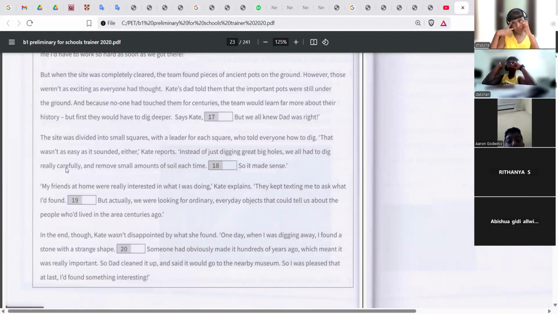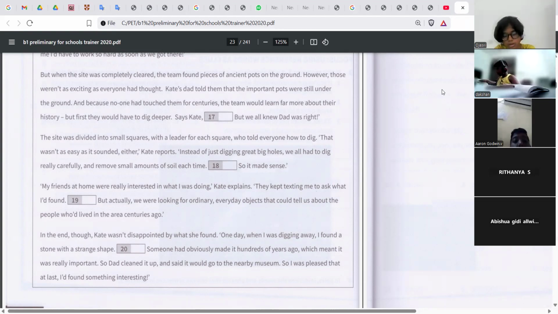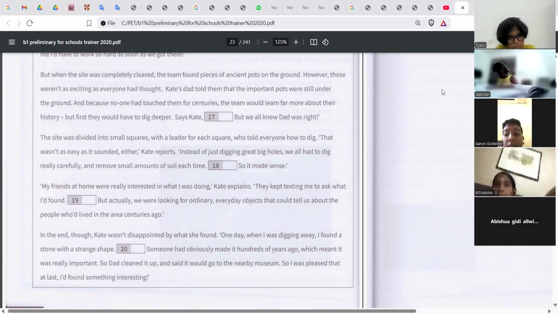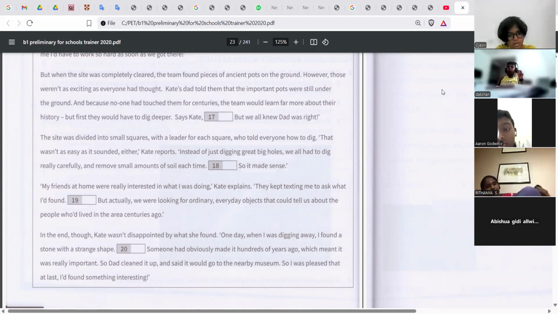In the end, though, Kate wasn't disappointed by what she found. One day, when I was digging away, I found a stone with a strange shape. Someone had obviously made it hundreds of years ago, which meant it was really important. So Dad cleaned it up and said it would go to the nearby museum. So I was pleased that at last I had found something interesting.